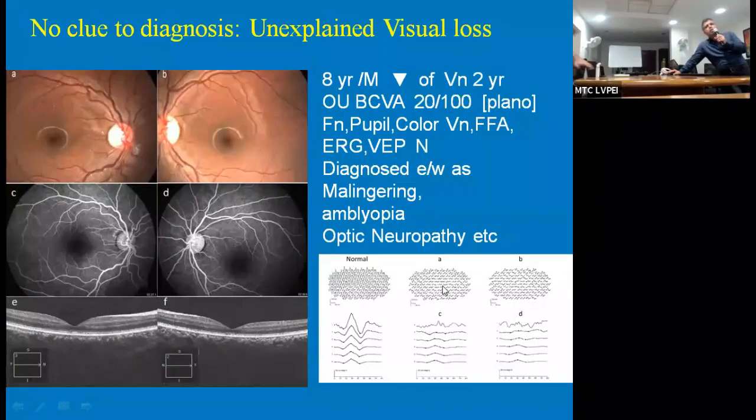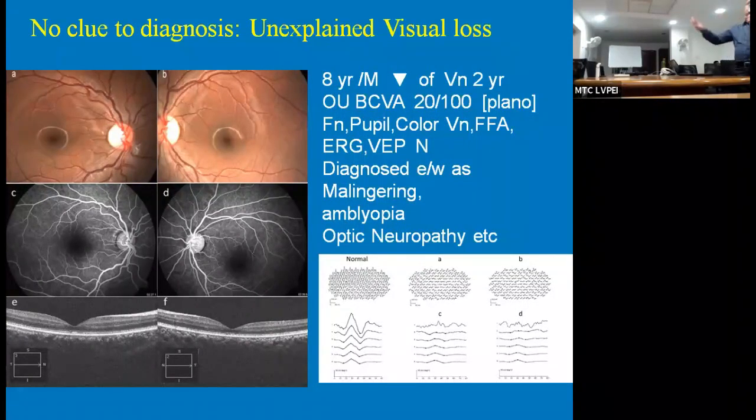And we see that this is the normal, and this is the right eye and left eye. The center shows stunted foveal peaks, and these stunted foveal peaks suggest that there is cone photoreceptor dysfunction from the center. This is something called central foveal cone dysfunction.